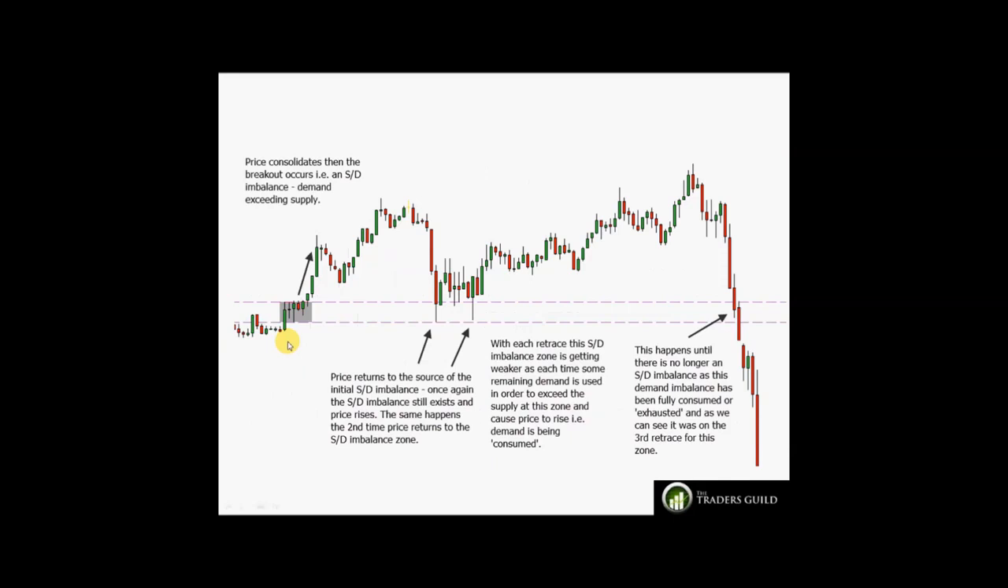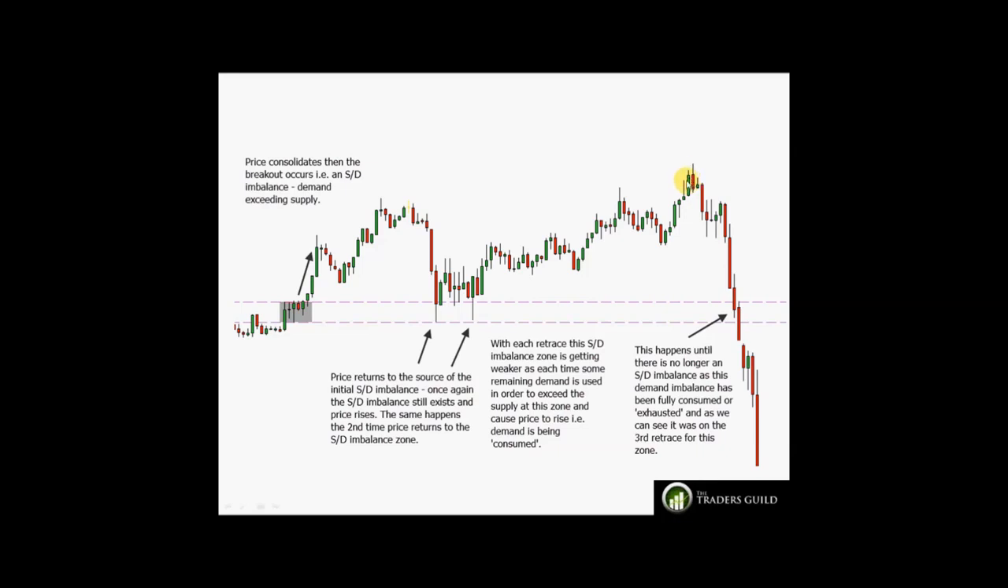We can see this on this chart here. We have the initial supply demand zone, we have the breakout, a good momentum breakout. Demand exceeding supply, so this is a demand zone. Price comes back once. Demand exceeds supply again, and we have another move up. Price comes back again, and again demand exceeds supply, and we have a good move upwards.